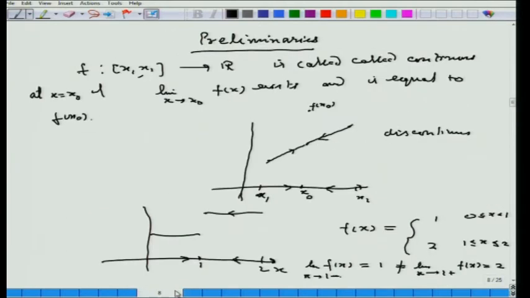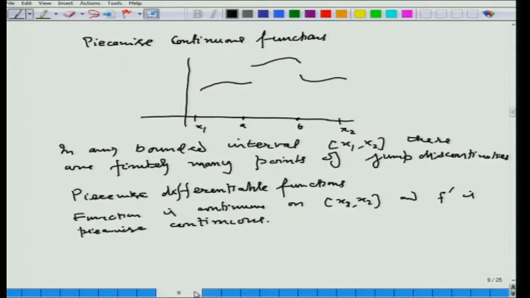Then certain preliminaries were discussed in the last lecture. We had a function f from x 1 to x 2, and it is called continuous if the left and right limits exist, and various examples were discussed in connection to that. And then piecewise continuous functions, where discontinuities of first kind are allowed, and only at finitely many points inside the bounded interval x 1 to x 2.